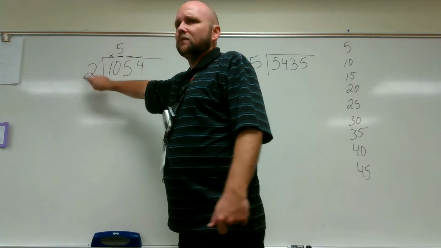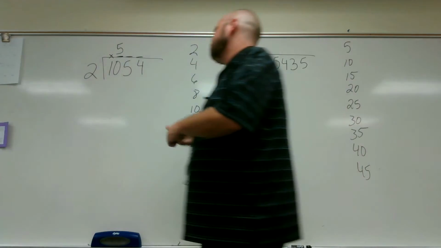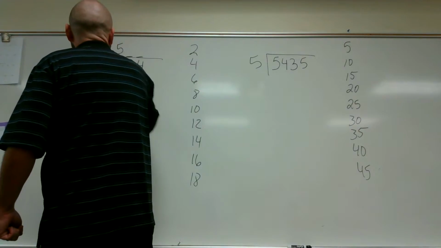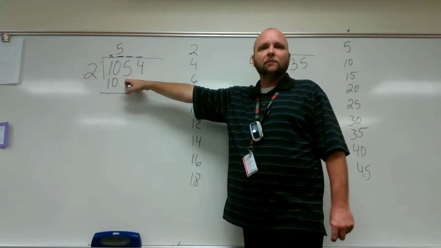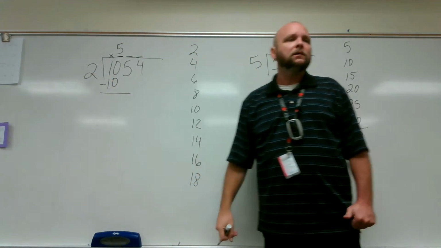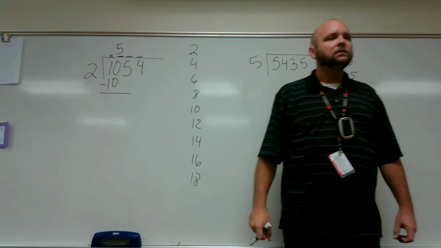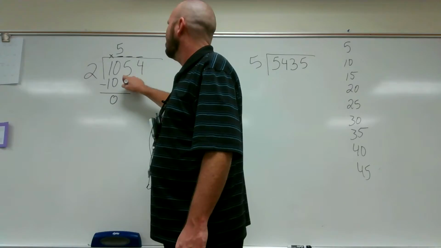Oscar, what is 5 times 2? 10. Once I've done that, I multiply, I put that down below, and I subtract. Oscar's helping me with this. 10 subtract 10 is 0. Then I bring down the 5.